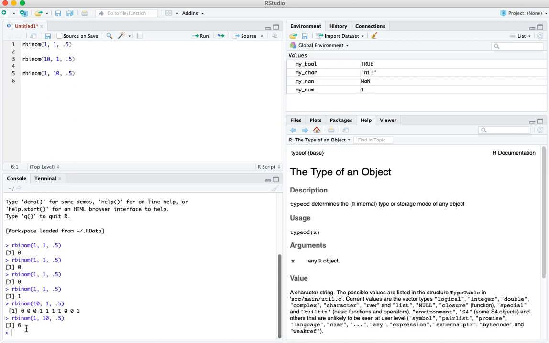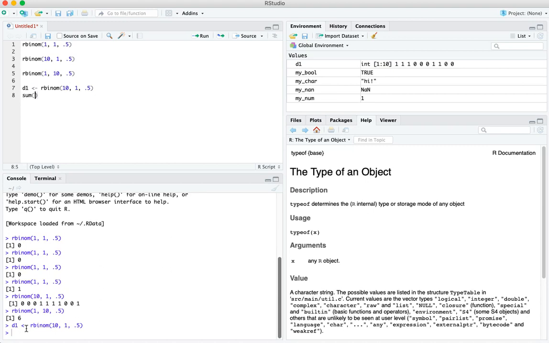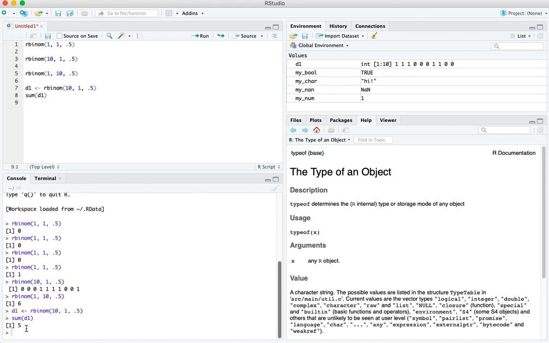So rather than having 10 coins flipped one time, we have one coin flipped 10 times, and we only get one output. We can come up with a similar outcome if we say, let's have D1, and we are going to assign it to our binom. And we're going to have, again, our 10 coins, one time each, 50-50 chance. Run that, and then we'll sum our D1. And this gives us just a number, as opposed to the vector that we had before.